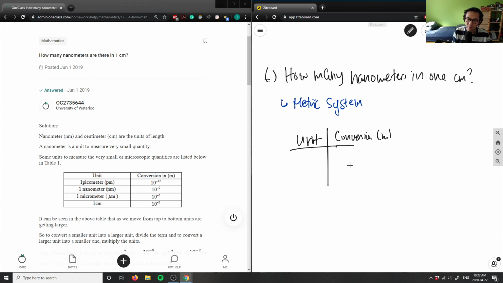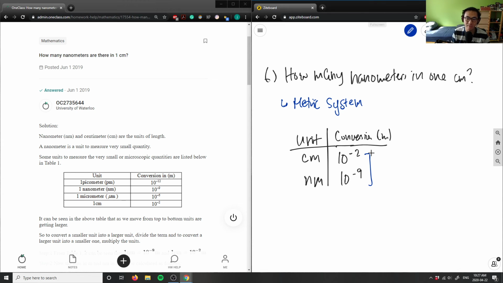And this is in meters. So we have a cm here, or one centimeter is equivalent to 10 to the power of -2 meters, because 100 centimeters equals 1 meter, right? That's good. And then a nanometer, or nm, equals 10 to the power of -9 meters. So therefore, what we care about is how many nanometers are in 1 centimeter. So we care about this conversion here.